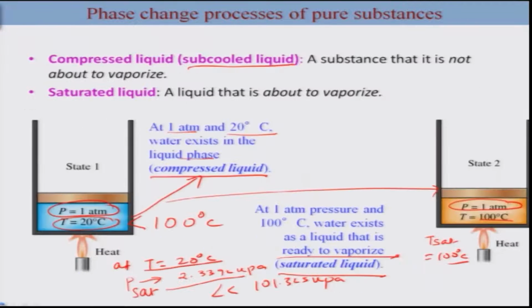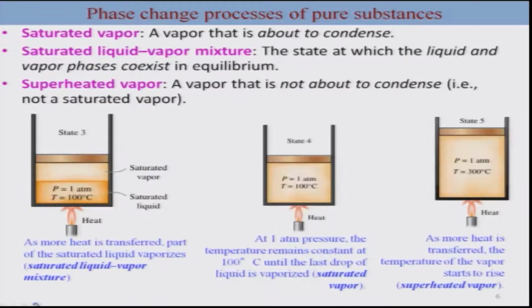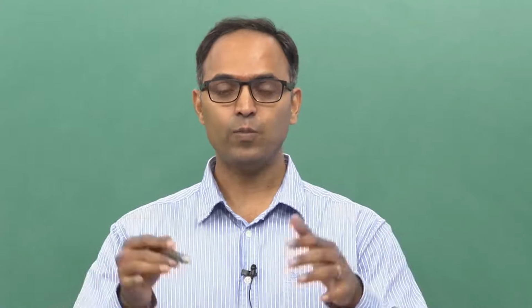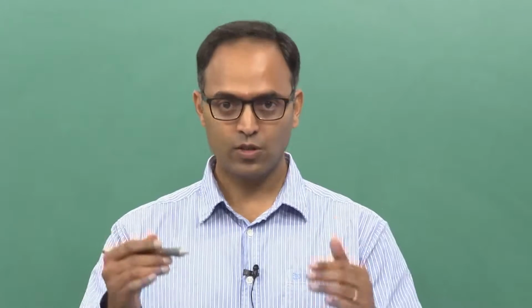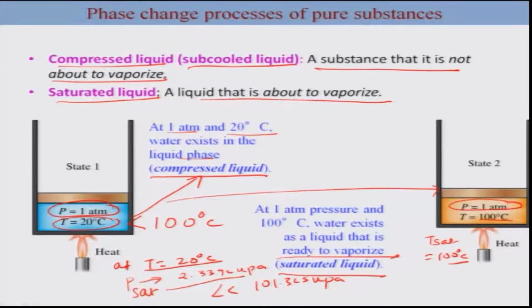So, let me again summarize this. The compressed liquid is a substance that is not about to vaporize. Saturated liquid would be a liquid that is about to vaporize. Okay, what about saturated vapor? A vapor that is about to condense. So, instead of taking liquid, if you have taken vapor and you change the variable temperature and pressure such that it is about to condense, then it will be a saturated vapor. So, we will talk about this more illustratively.